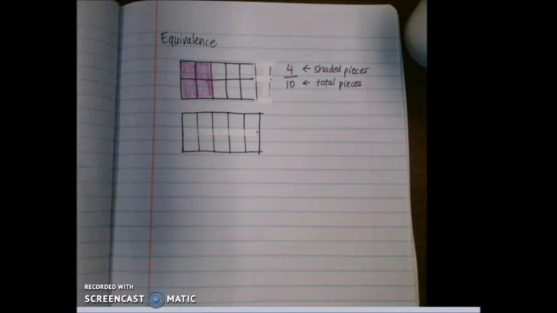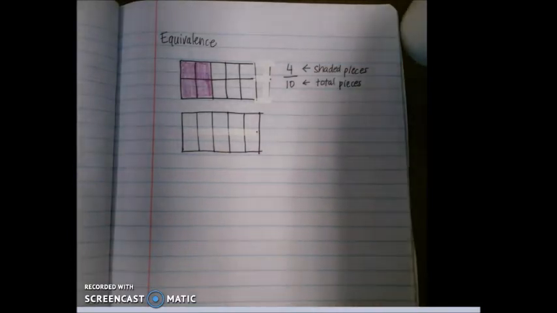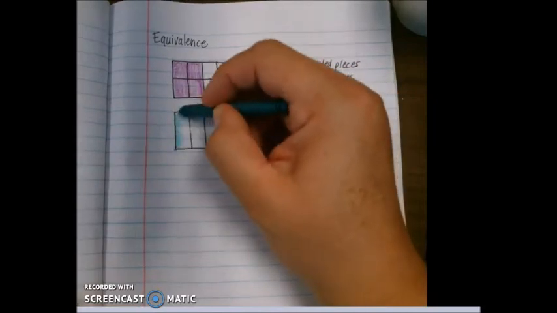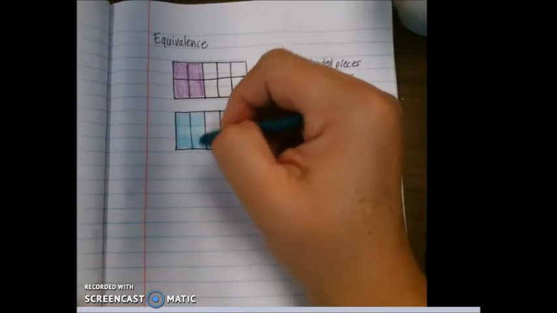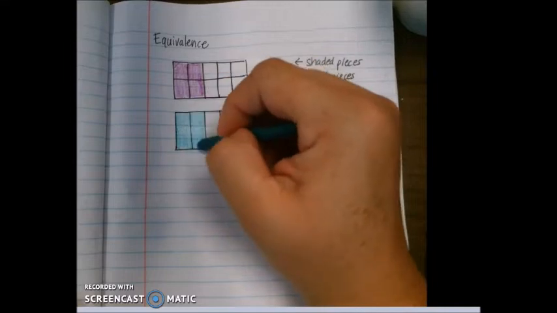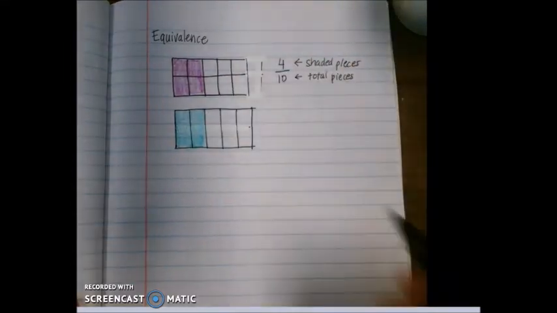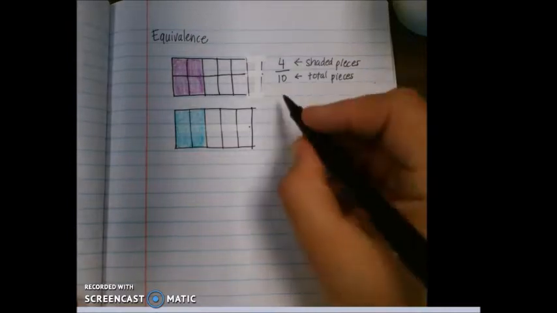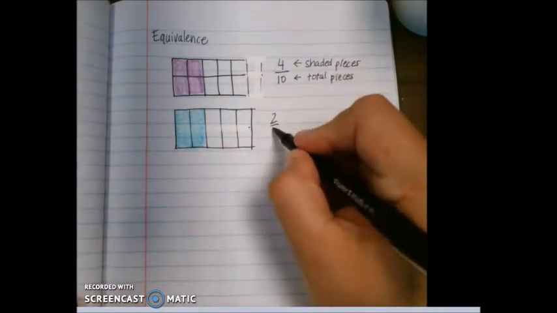Brayden. Yes, 2. I need to shade 2. So I'm going to shade 2 right now. And we're going to talk about why that's equivalent. What is the fraction for this? Addison. 2 fifths. Okay.